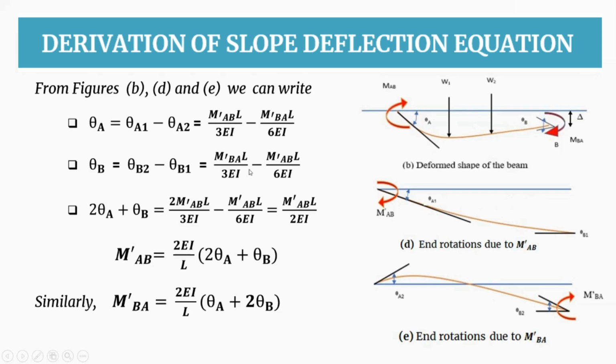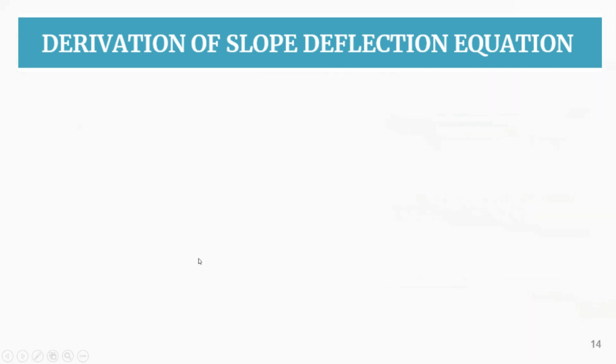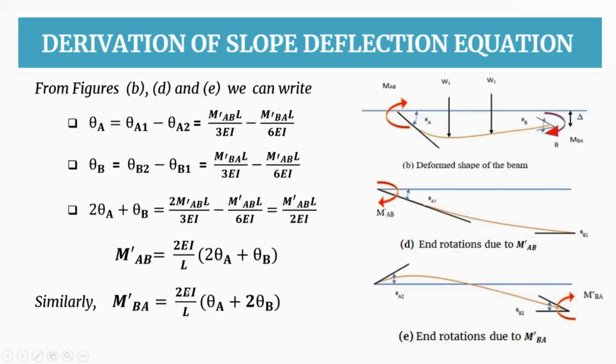After solving these two by making this 2 theta A plus theta B, you are going to simplify this. Finally, M'AB will be equal to 2EI by L into 2 theta A plus theta B. And similarly, M'BA will be equal to 2EI by L into theta A plus 2 theta B. These two equations are nothing but the moments that are developed due to the rotations.